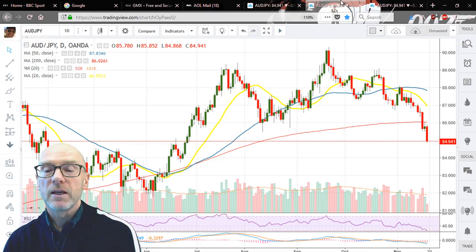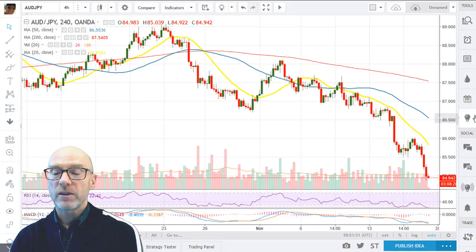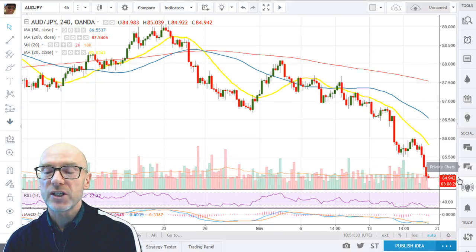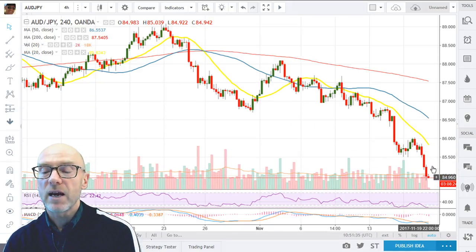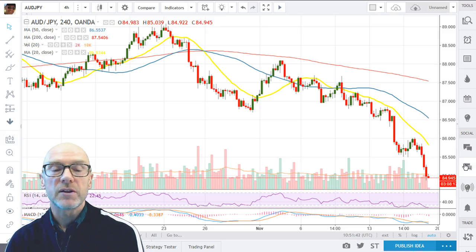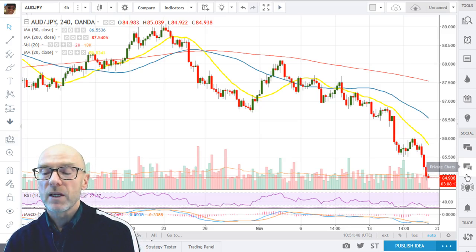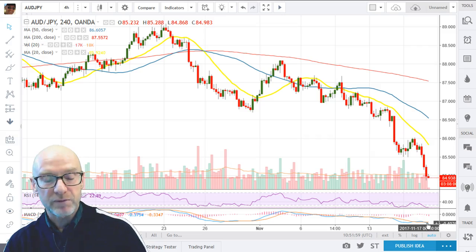86.03. On the 4-hour picture, again you can see that we're overextended down below the moving averages. They are tracking down, so our negative influence, the 20 is at 85.83. MACD again oversold, RSI at 22.38, and the MACD indicative of that negative momentum.